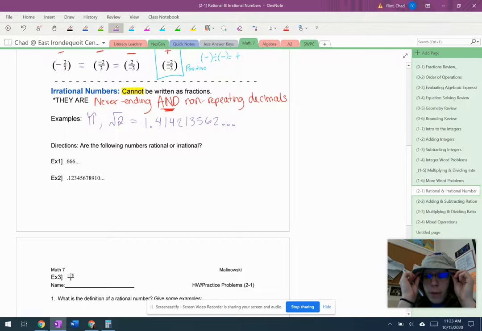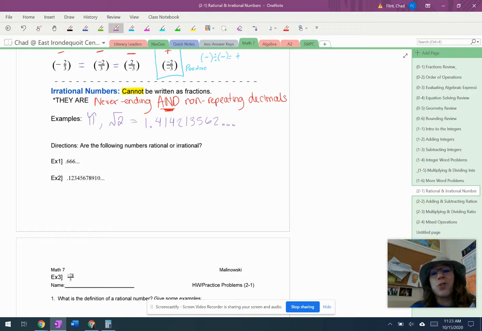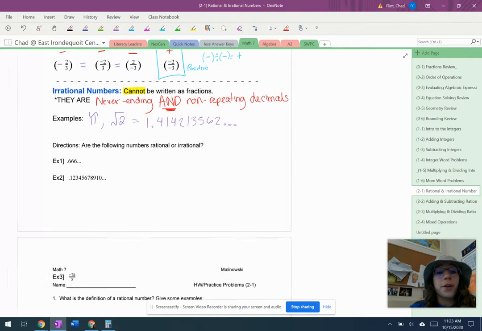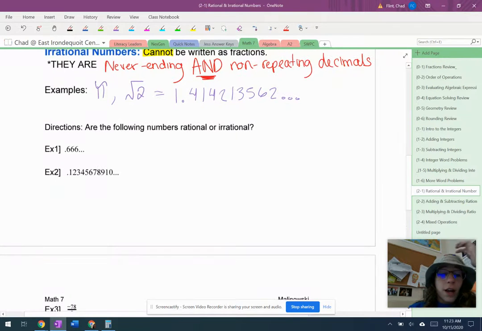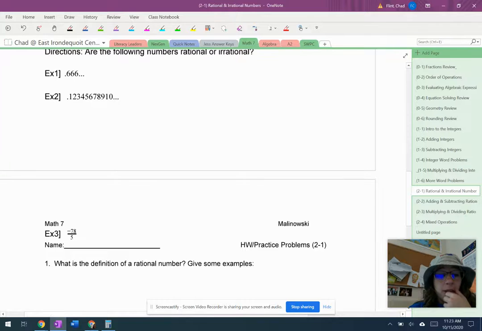All right, finishing off our Math 7 examples for 2-1. That's Unit 2, Lesson number 1. So directions are the following examples. Oh no, example 3 got booped onto that last page there. That's kind of going to be a pain. Oh well, we'll deal with it.